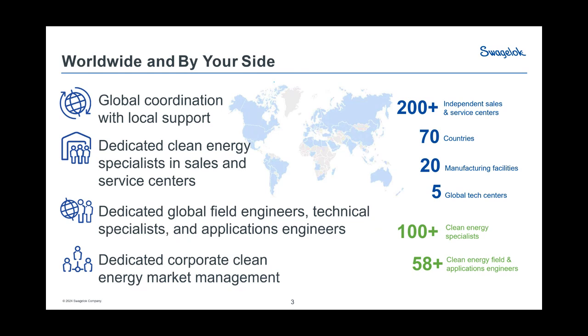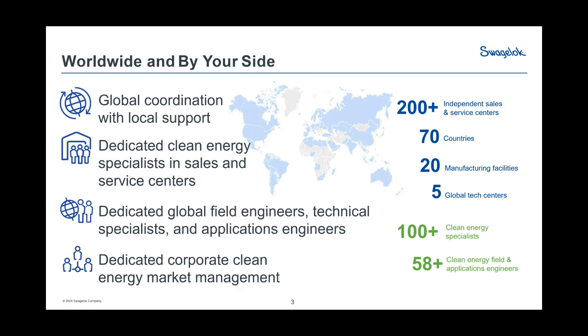So we've got about 200 independent sales and service centers in 70 countries with over 20 manufacturing sites, and we have 5 global technical centers. And those global technical centers can do another thing, which is we can actually build subassemblies in areas that you may not have capacity to do.